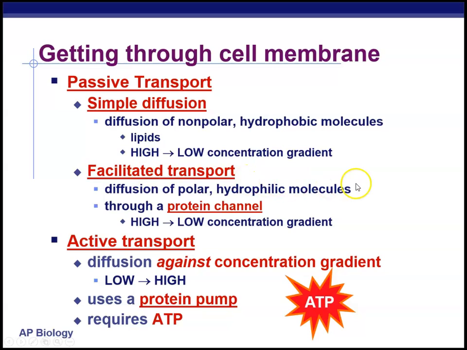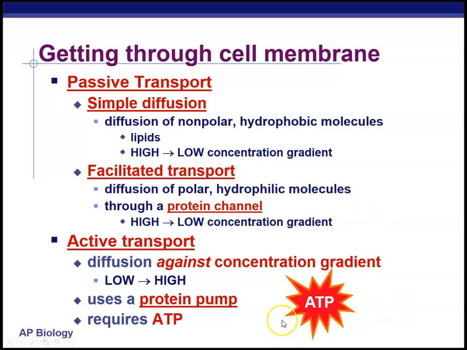In facilitated transport, we need that facilitator, probably because the molecule trying to get through cannot pass through that lipid bilayer, so it needs to go through a protein instead because it's a polar or hydrophilic molecule, meaning it loves water, and it's charged just like water. So it's got to go through a protein channel, a facilitator, to help it get through. But remember, all of these top ones have in common that they're all types of high to low transport, and they do not require ATP.